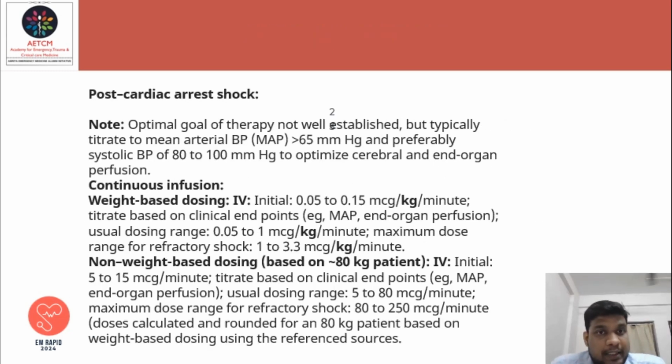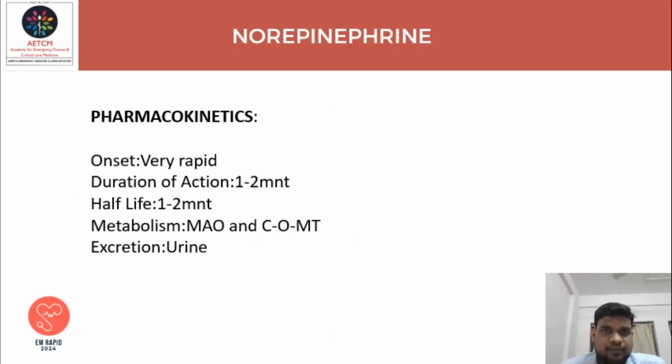Then coming to post-cardiac arrest shock, the dosage is initial 0.05 to 0.15 microgram per kg per minute, and titrate based on clinical endpoints. Usual dose range is 0.05 to 1 microgram per kg per minute, and the maximum dose range for refractory shock is 1 to 3.3 micrograms per kg per minute.